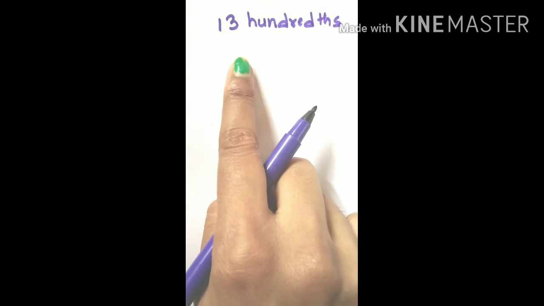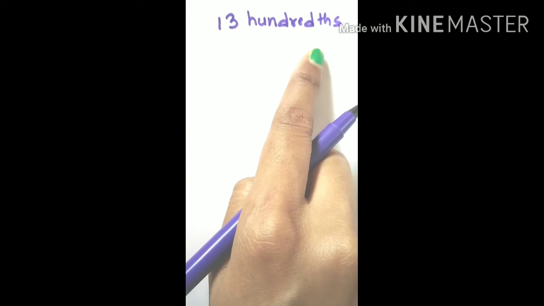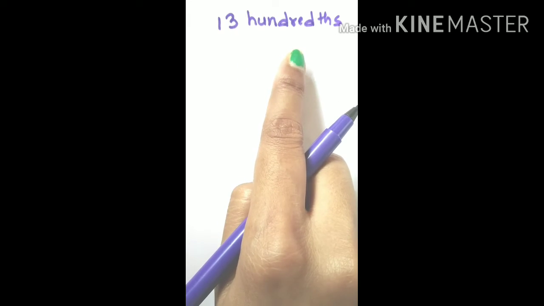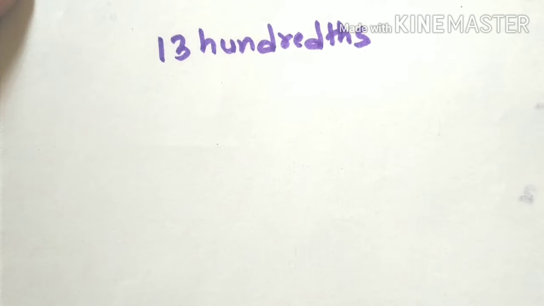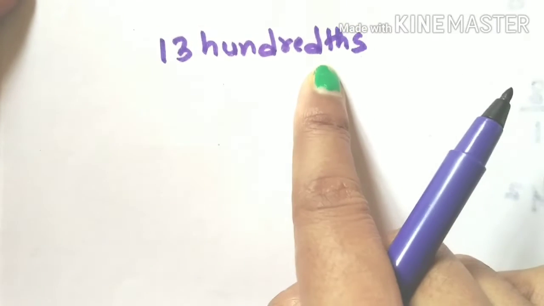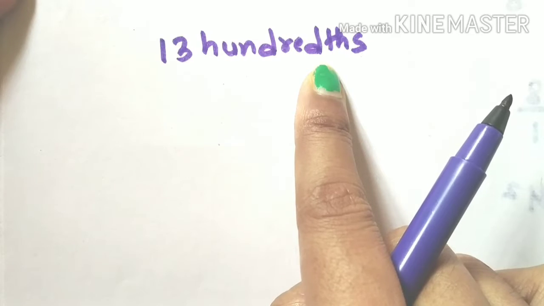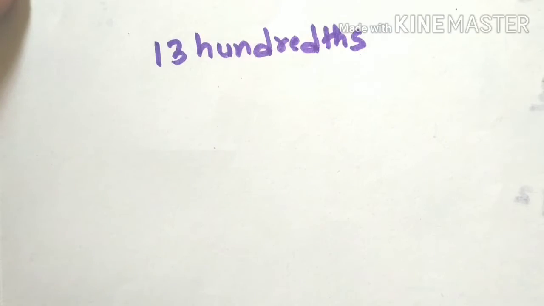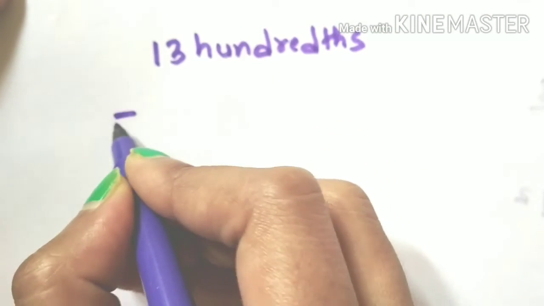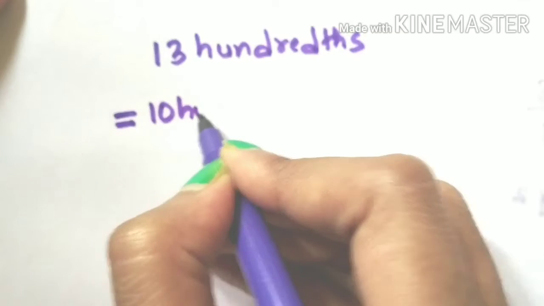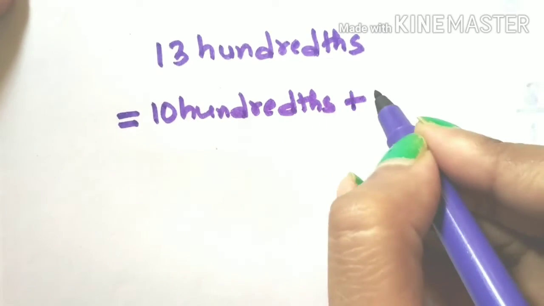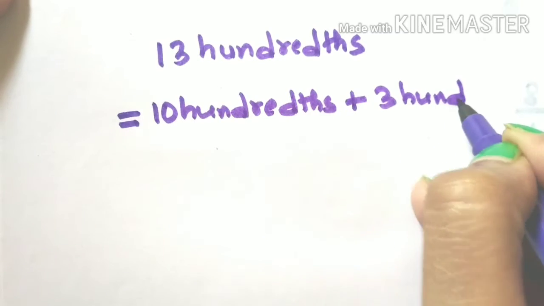Now look at this question, 13 hundredths. Now suppose we are asked to write 13 hundredths as decimal. So now what we are going to do is, we are going to split 13 hundredths as 10 hundredths and 3 hundredths. So in the next step, we will write 10 hundredths plus 3 hundredths.